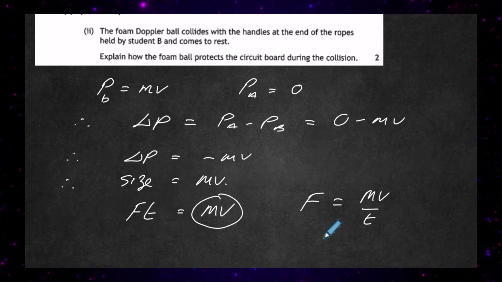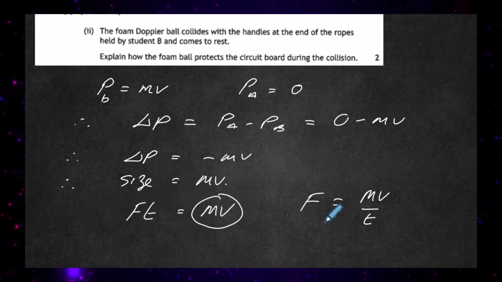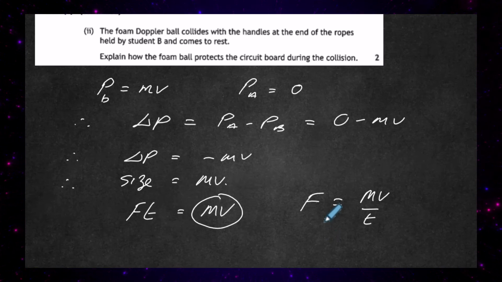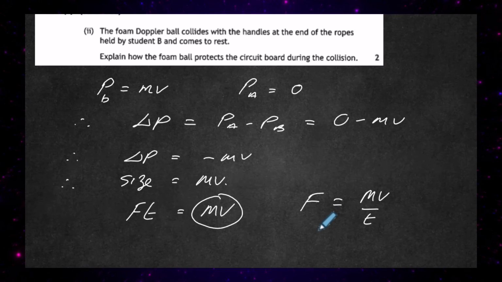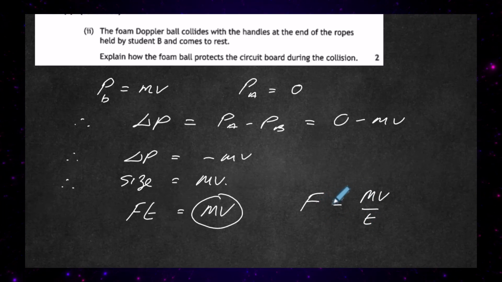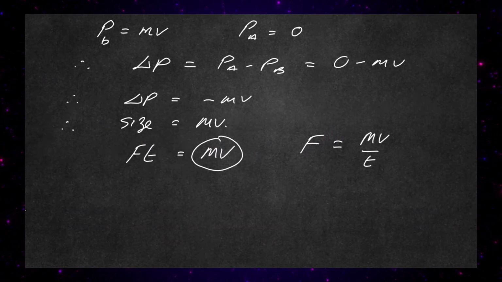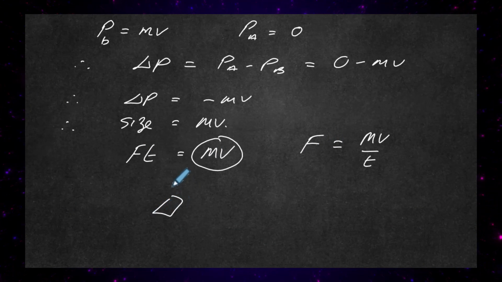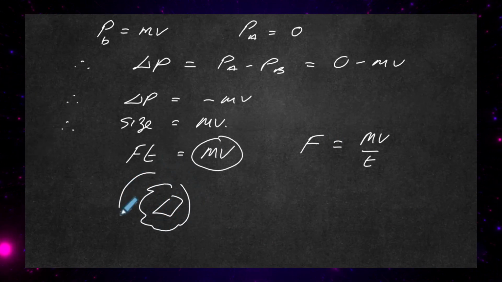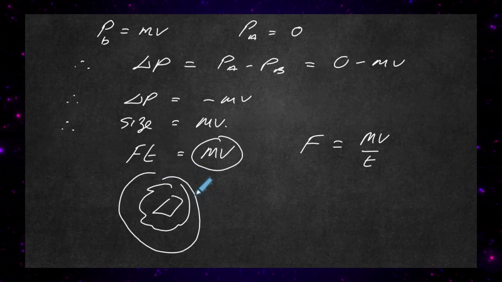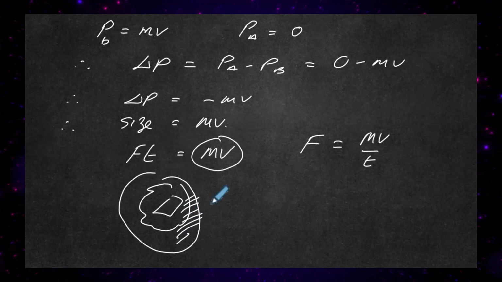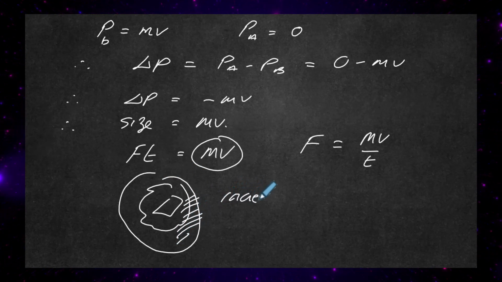So if you have this collision over a very short time, you're going to have a big force, which can create damage to the circuit. But if you extend the time of the collision, extend the time where the momentum changed, then you increase the time t on the bottom here, and that means you're going to get a smaller force. So the whole idea behind this is that the foam which surrounds the circuit in the ball is designed, when it crashes into the opposite handles, to compress. And when it compresses, it increases the time of the collision.